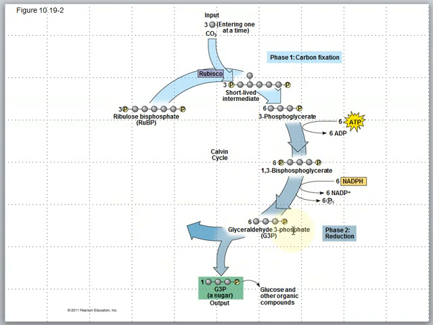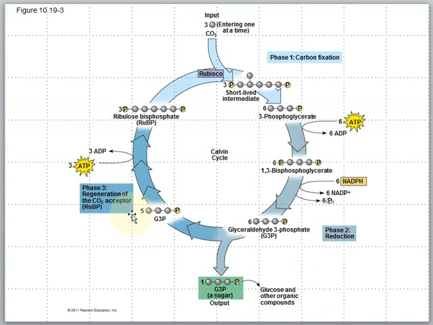From this, we're going to end up with 6 G3Ps, but unfortunately 5 of them are going to be used in the last step. So we only get 1 net G3P, and then that can be used to eventually go on to combine with other G3P molecules and create glucose and other organic compounds.